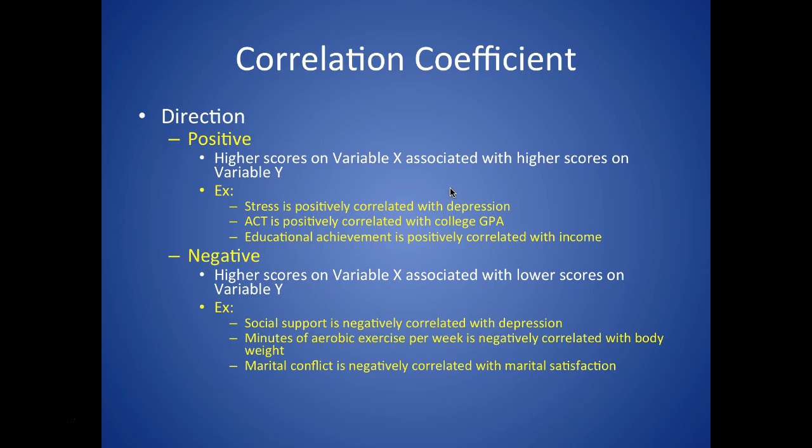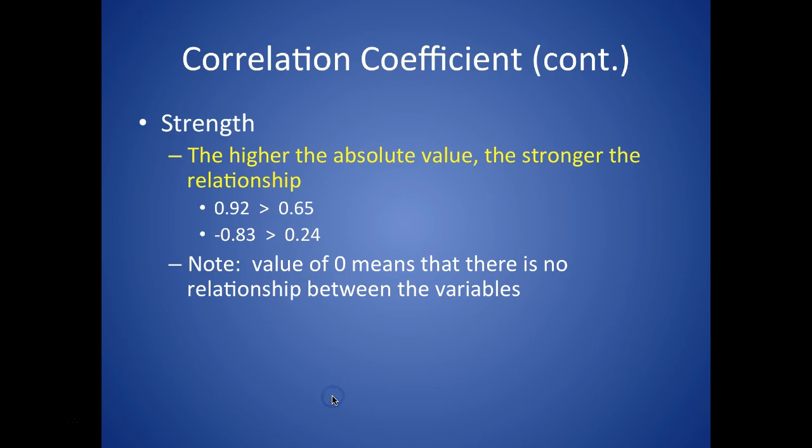A negative correlation is one where one gets greater, the other gets lower. So social support is negatively correlated with depression. The more social support you get, the lower the depression. Amount of aerobic exercise per week and body weight: the more exercise you get, the more likely you are to be thinner, or the thinner you are, maybe, the more exercise you get per week. Marital conflict is negatively correlated with marital satisfaction. So if you're fighting all the time, if you have a measure of satisfaction, it's going to be lower.